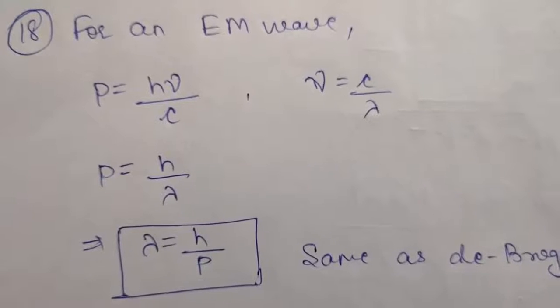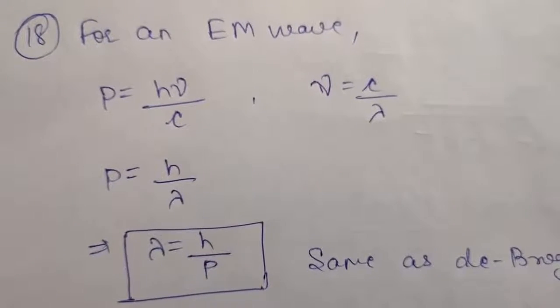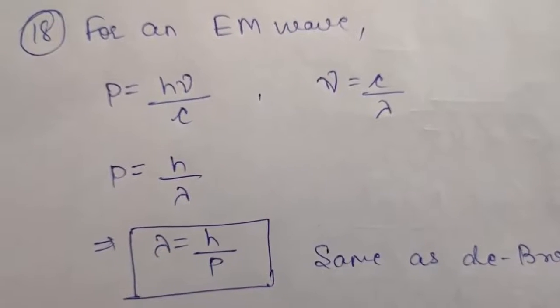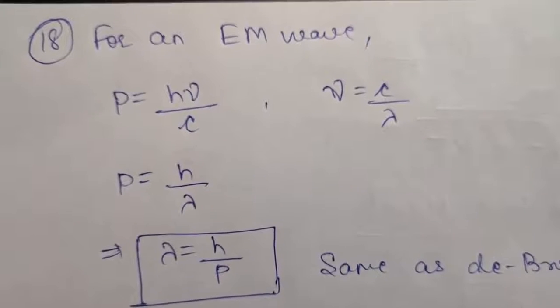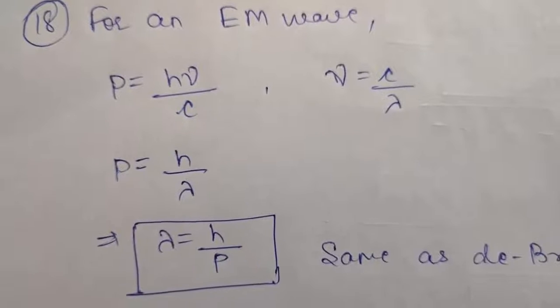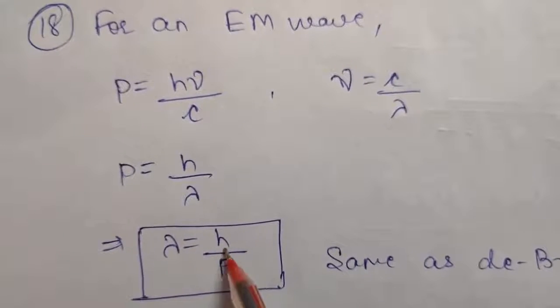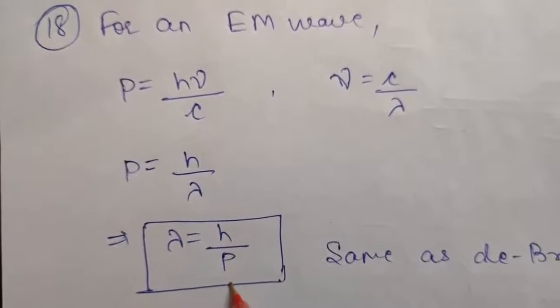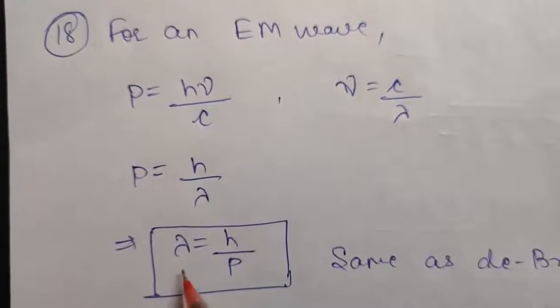So the question number 18 says, show that the wavelength of electromagnetic radiation is equal to de Broglie wavelength of its quantum, that is photon. Now you know the de Broglie wavelength is given by lambda equals h upon p. So we have to prove the lambda for electromagnetic radiation is also this.